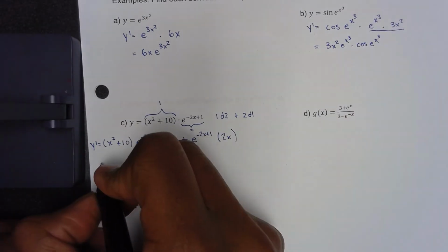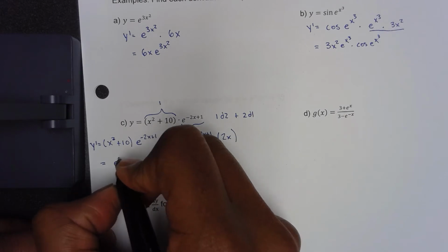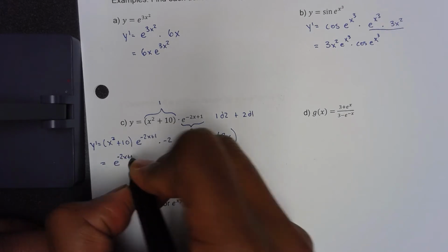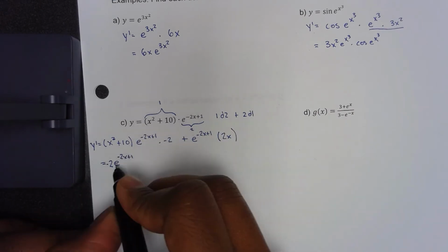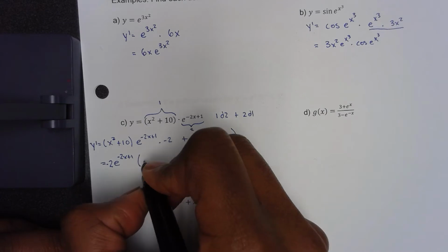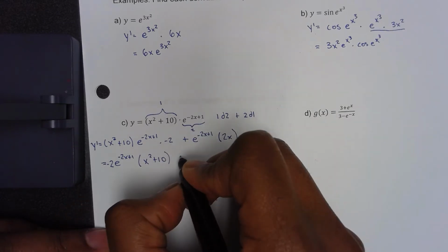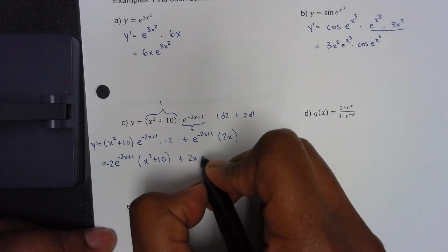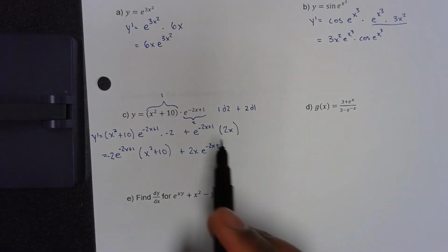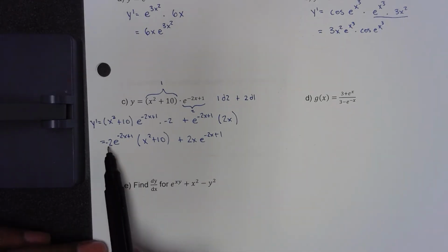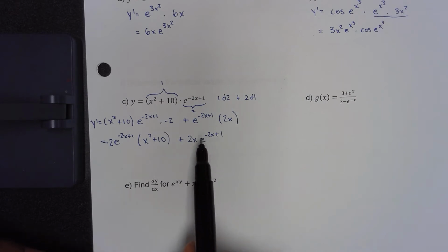So if we simplify this, we'll put the e in the front, so e to the negative 2x plus 1. Oh, I forgot the negative 2 here, so negative 2 e to the negative 2x plus 1 times x squared plus 10, plus 2x e to the negative 2x plus 1. If we wanted to, we could take out a common factor of negative 2 e to the negative 2x plus 1, but we will not.